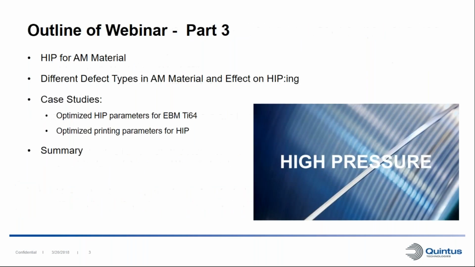Okay, thank you, Nikki. So here we can see the outline of today's webinar. I will start by talking about hipping for additive manufacturing material in general. Then we will discuss a little bit about different defect types in AM material and how this can have an effect on the hipping. Then I will go through 2 case studies, which I think is very good to show the relationship between processing, microstructure, and properties for AM material. So that will be optimized HIP parameters for EBM Ti-6Al-4V and optimized printing parameters for hipping. And then I will end up with a summary.